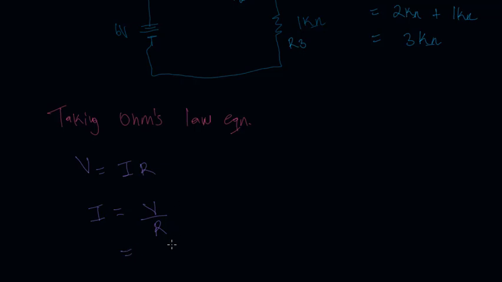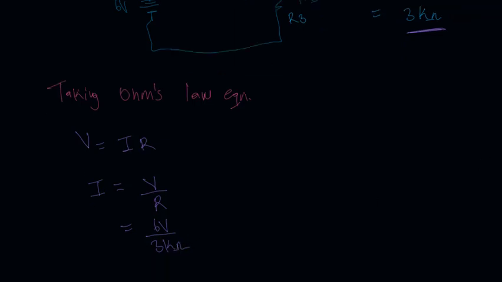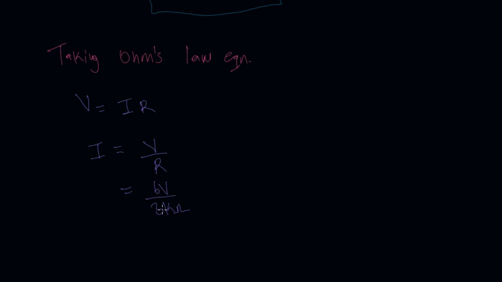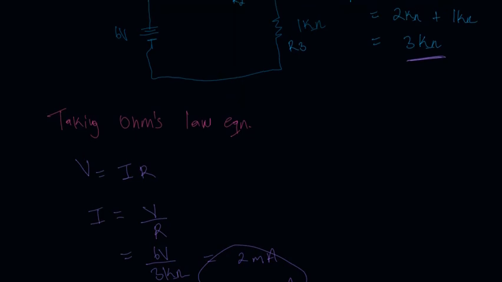Right? So our voltage again is 6 volts, and our resistance, which we just found right here, is 3 kilo ohms. So it therefore means that if we were to divide 6 by 3, we would get 2 milliamperes, or 0.002 amperes. So this effectively is the current flowing due to the 6 volt source.